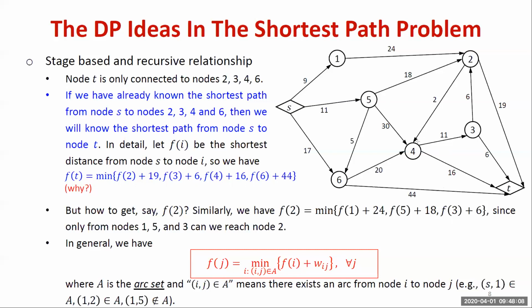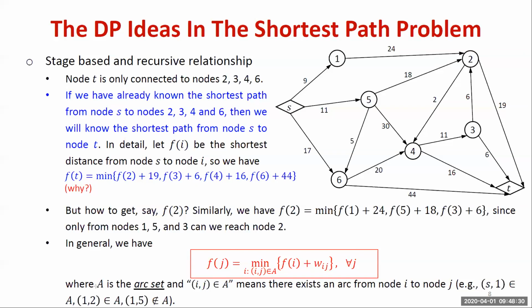For example, suppose our J equals 4. Then the candidates of I are 2 and 5 and 6. Why? Because from 2 and 5 and 6, I can go to 4. Plus the weight from I to J, which means plus the weight, for example, from 2 to 4, or plus the weight from 5 to 4, or plus the weight from 6 to 4.